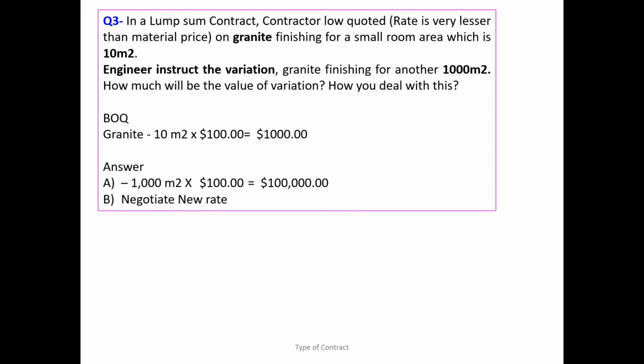Originally in the contract it is 10 square meters. Now the engineer found that the same granite finishing looks very nice and the price is also very cheap. Okay, let's go for 1,000 square meters. The entire project now we will take as granite because it's very cheap. Okay, what is the answer?